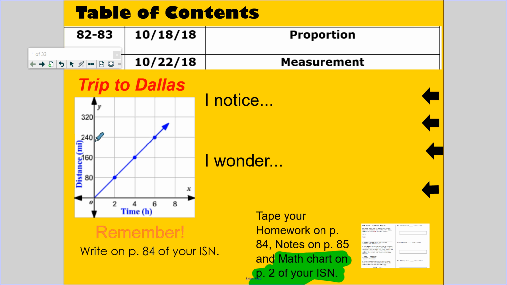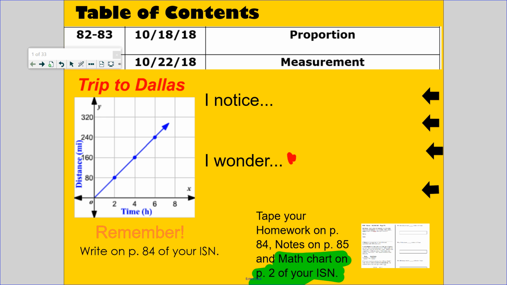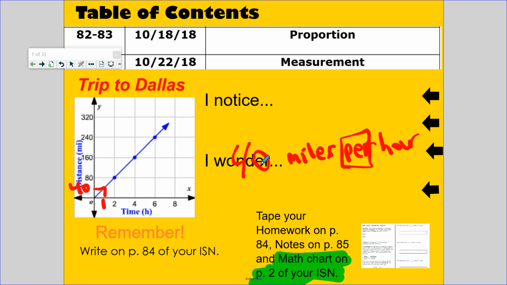Oh, I wonder how fast they are going every hour, or what is their miles per hour. Remember, per means each hour. Every hour, for every 1 hour. See, so if I put a 1 right here, oh, it's 40. Every hour they drive 40 miles. That means they drive 40 miles per hour. That's really slow if you think about it.